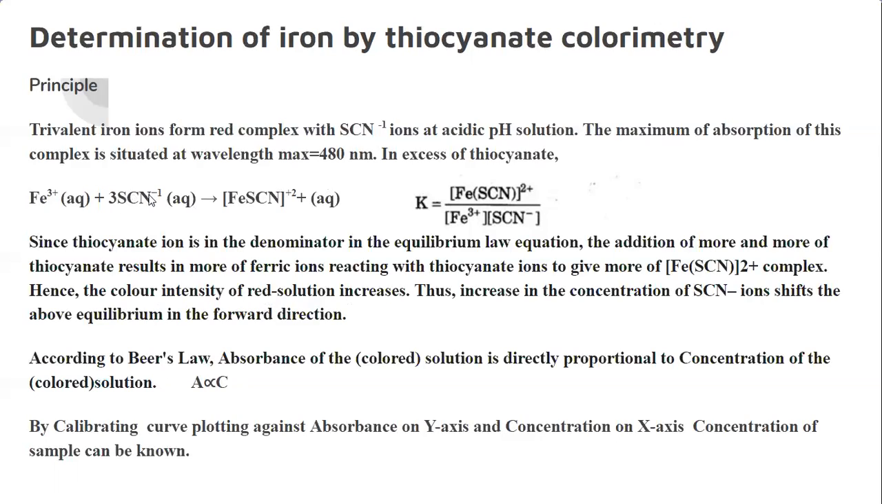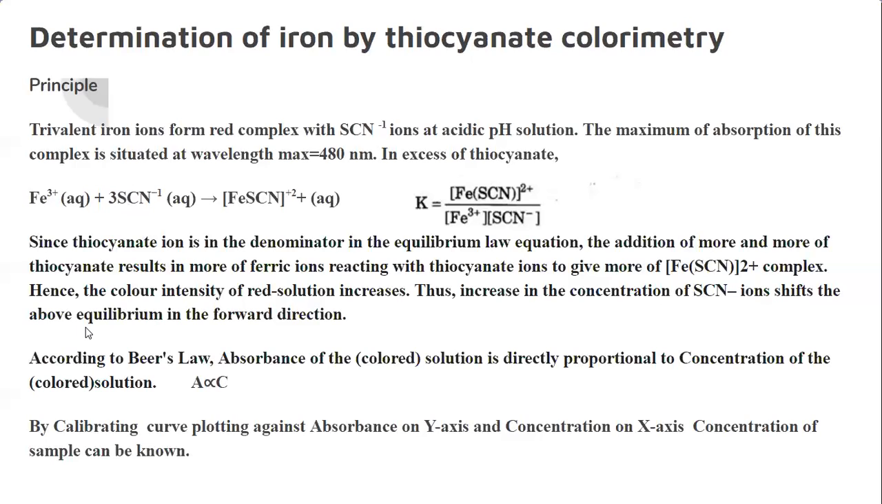So, when we increase the concentration of thiocyanate, it reacts more with ferric ions, and this results in the complex. As the complex concentration increases, the color intensity also increases. Thus, the increase in concentration of thiocyanate ions shifts the above equilibrium in the forward direction. If you recall the equilibrium law, we can shift the forward reaction by increasing the concentration of reactants.